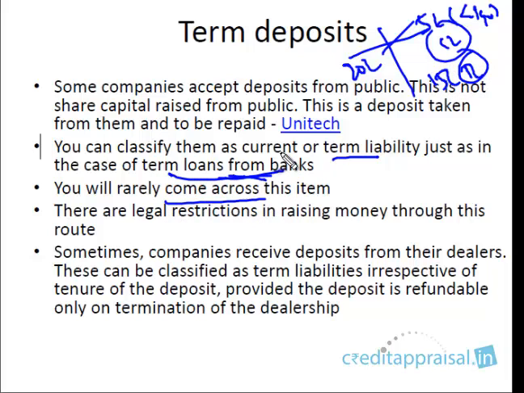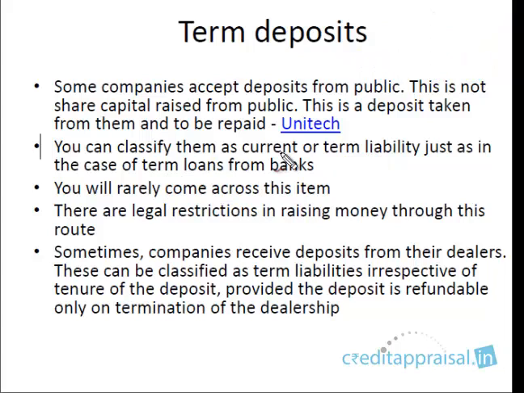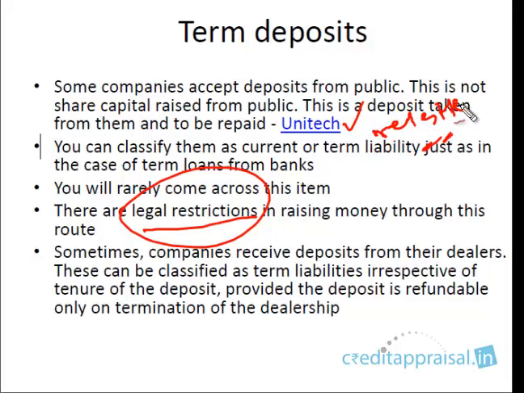You will actually very rarely come across this item because there are many legal restrictions. Not every company can go to the public and raise money from the public. This is not very common. There are a lot of legal regulations. I'm just going to show one example. Unitech is a company. Unitech is actually a real estate company. Usually Unitech has some deposit schemes. They are raising money from the public.